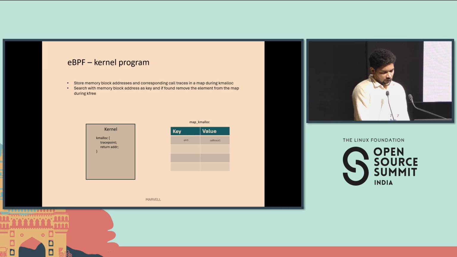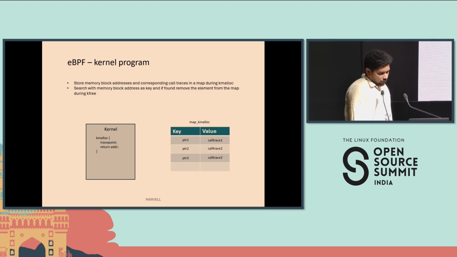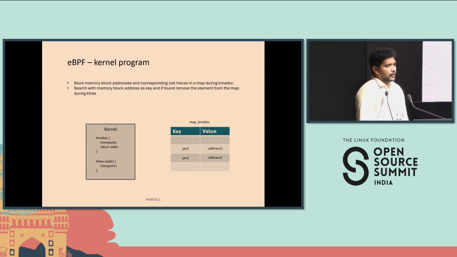That I take as key, and the corresponding call trace I take as value, and I store it in a map called map_kmalloc. So after some time, our map will look like this. And when kfree is called with ptr1 or address1, say, then I remove that element from the map. Now, whatever is left over in this map are the memory leaks.